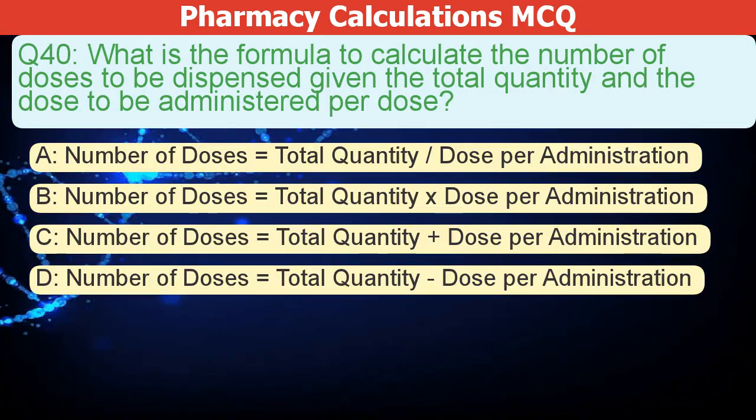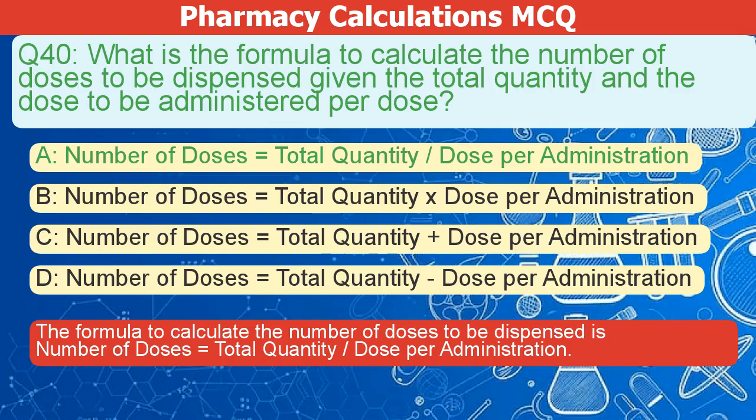What's the formula to figure out how many doses to give, knowing the total amount and the amount per dose? Number of doses equals total quantity divided by dose per administration. Number of doses equals total quantity times dose per administration. Number of doses equals total quantity plus dose per administration. Number of doses equals total quantity minus dose per administration. The correct answer is A. The formula to calculate the number of doses is number of doses equals total quantity divided by dose per administration.